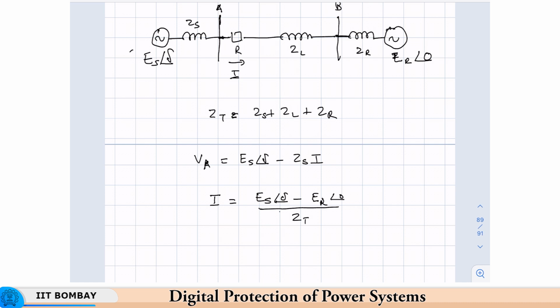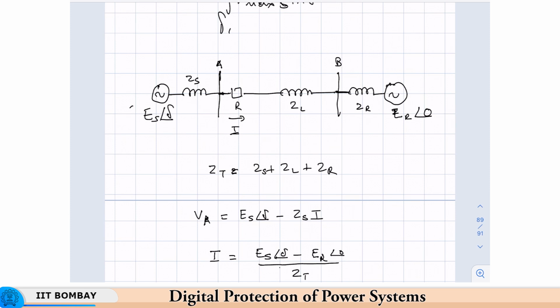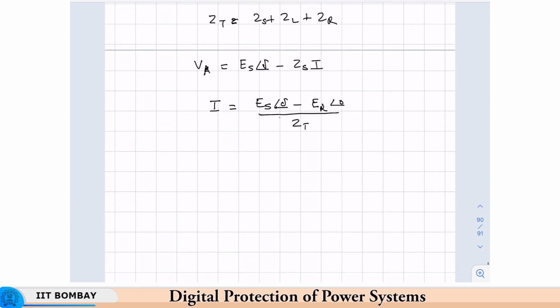Okay. Now, we have seen the power swing from a system viewpoint. Now, we are going to look at it from the viewpoint of the relay. What does the relay see? For the relay, the apparent impedance as seen by the relay is nothing but V_A, because the relay is connected to the bus A. So, the apparent impedance as seen by the relay is V_A by I.